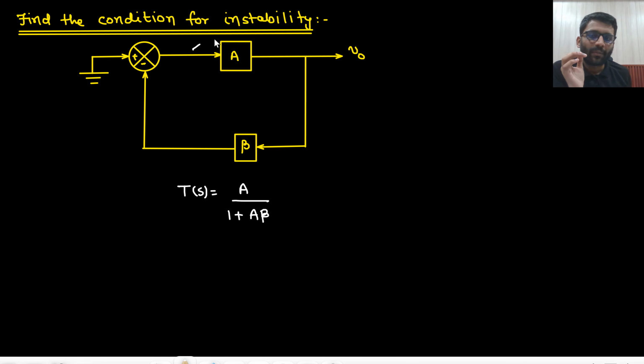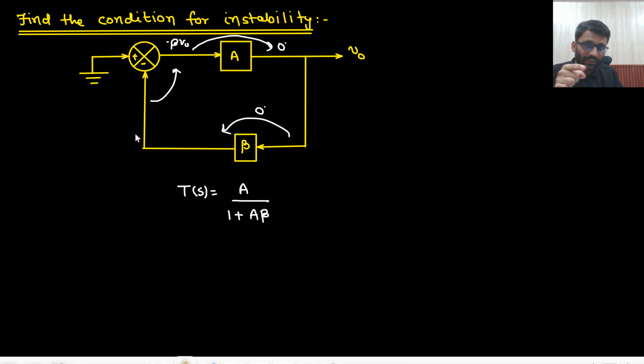Now tell me one thing, from here to here there is 0 degree phase shift, right? From here to here again there is 0 degree phase shift. But from here to here, what is the phase shift? From here to here, the negative sign will carry on. V in I have shorted, and whatever the output part is coming, if this was beta V naught, what will come here? Minus beta V naught, right? This is V naught, this part will be beta V naught, and this part will be minus beta V naught. So basically from here to here there is 180 degree phase shift.